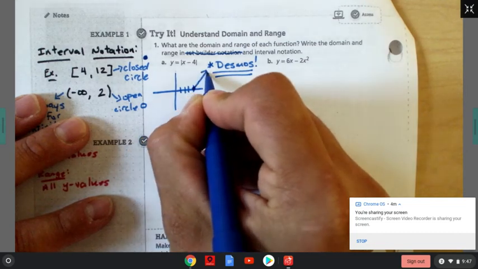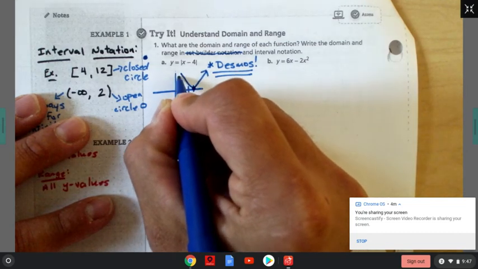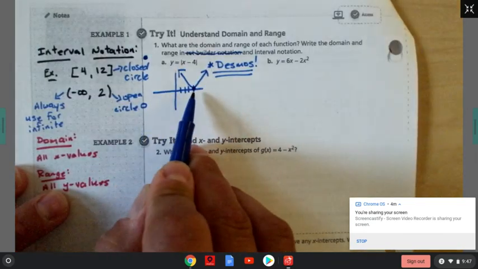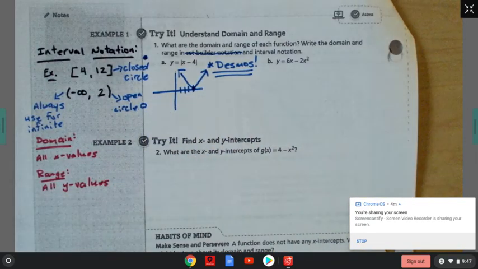So it would be a V shape because it's absolute value. It would be moved over 4 to the right. 4 places to the right is where the vertex moved to. So that's what our graph would look like in this case. And then it wants us to find the domain of that and the range of that.